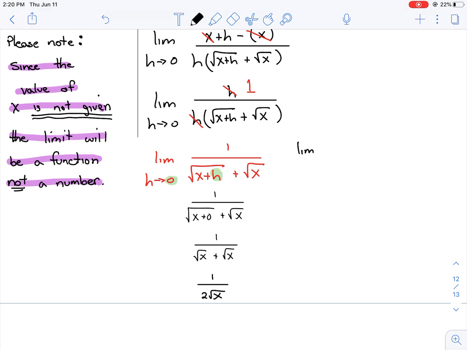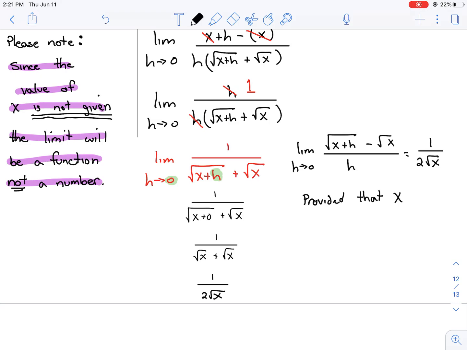So the limit as h approaches 0 of the square root of x plus h minus the square root of x divided by h is equal to 1 divided by 2 times the square root of x, provided that x doesn't equal 0. Because if x is equal to 0, then 1 divided by 2 times the square root of x is undefined.